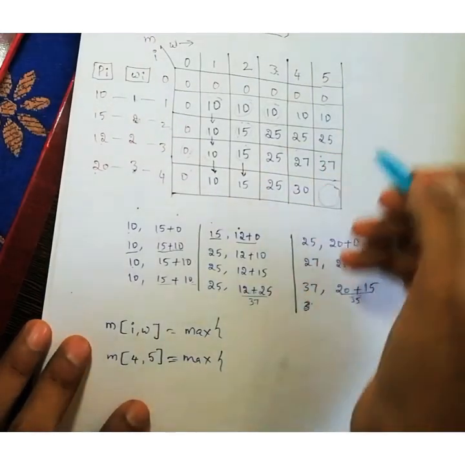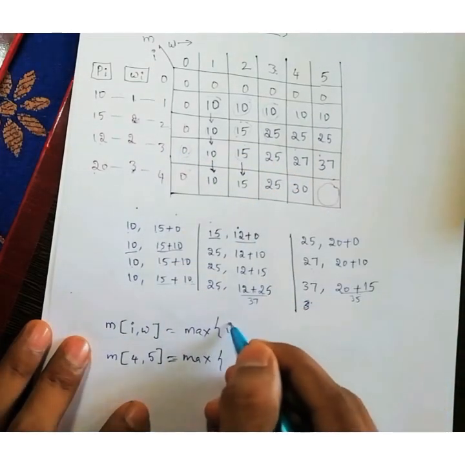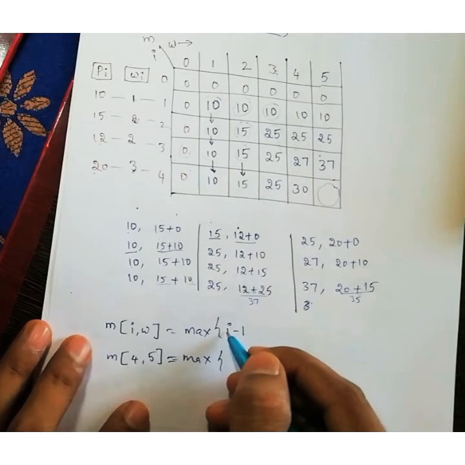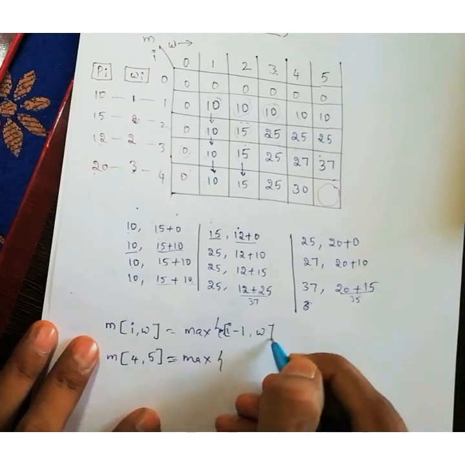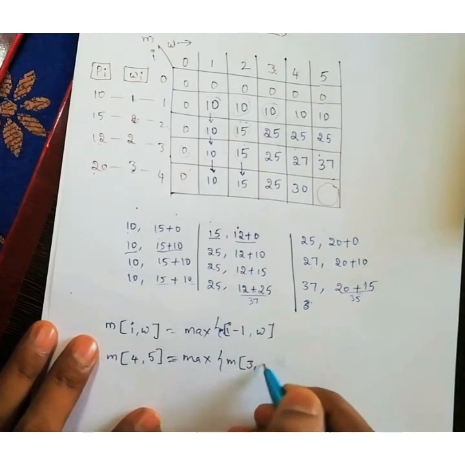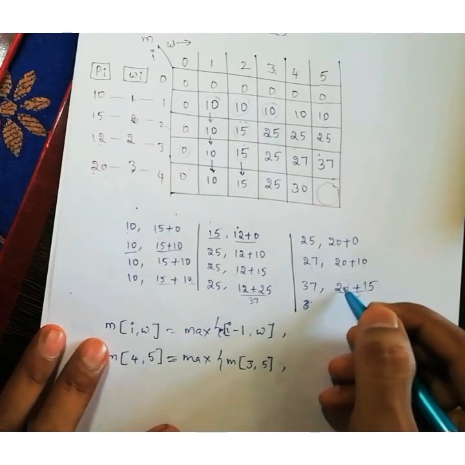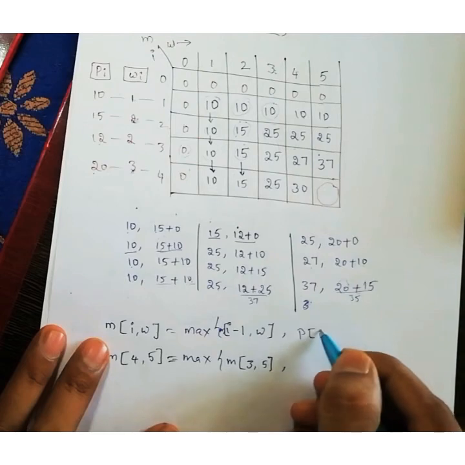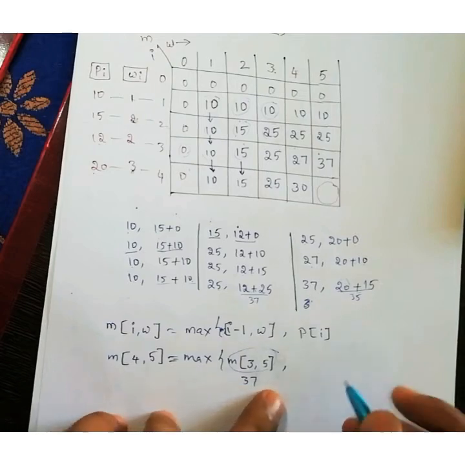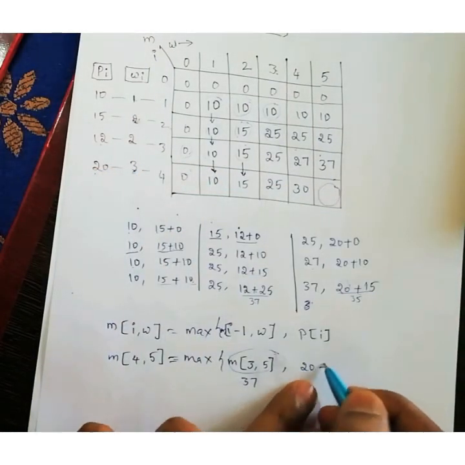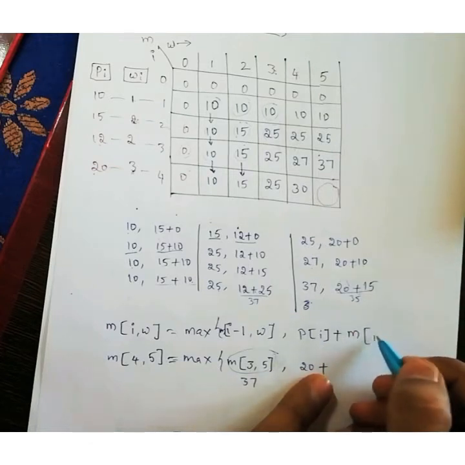So the previous value is 3 comma 5. That means this is i minus 1, m of i minus 1 comma w. So m of i minus 1 is 3, w is 5, and I am adding the profit of that i. So profit of i, what is this value here? 37 comma, profit of i is 20 plus, just I am comparing this with m of i minus 1.